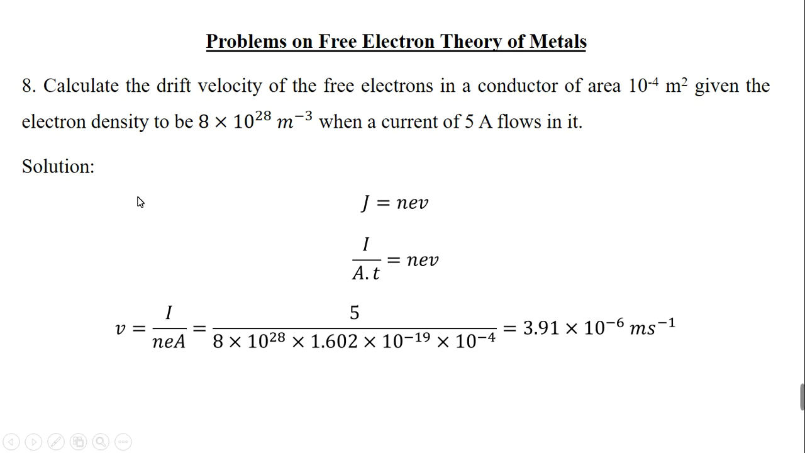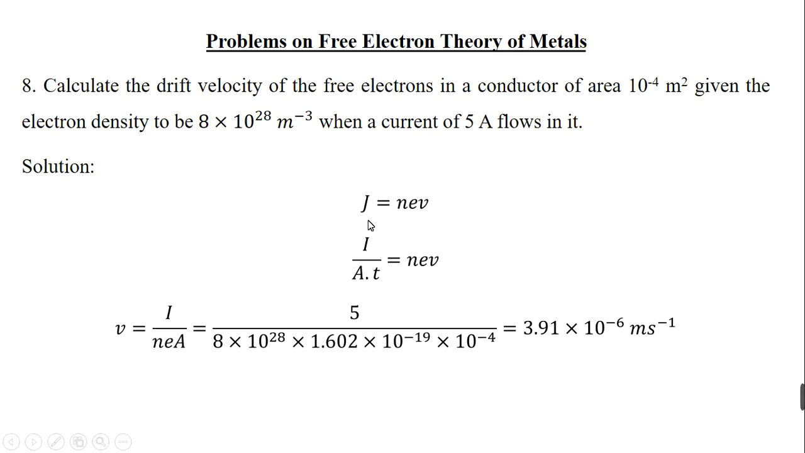So list out the given values. I have not listed here. Please, all of you, list out these given values. What are the given values here? Area is given, that is capital A is given. N is given and capital I is given here. What is to be calculated? V is to be determined.